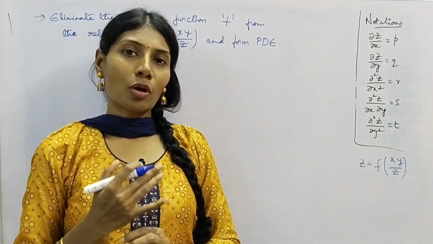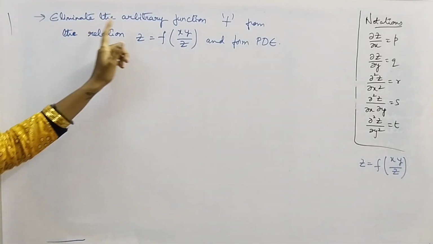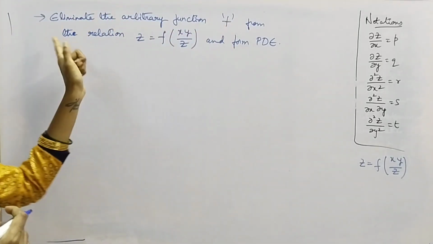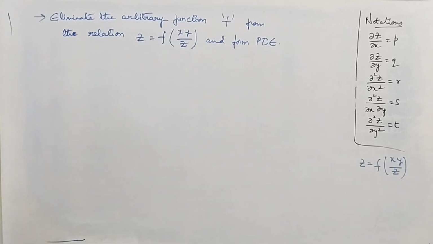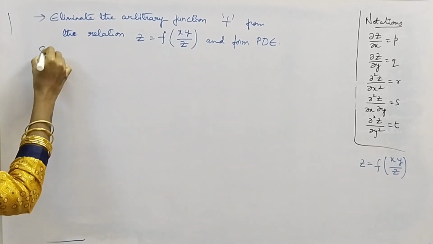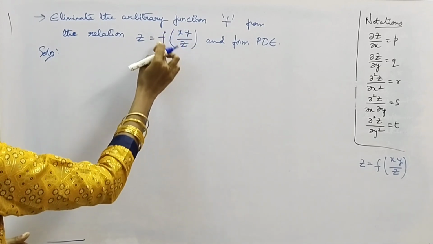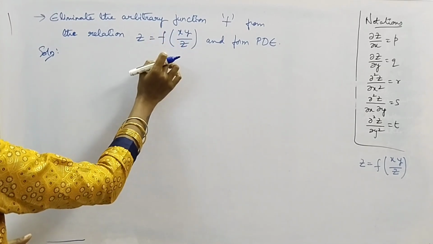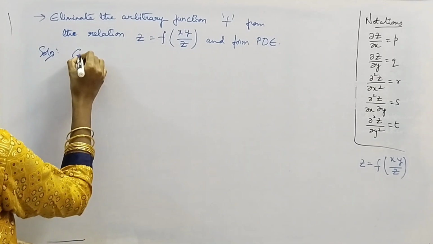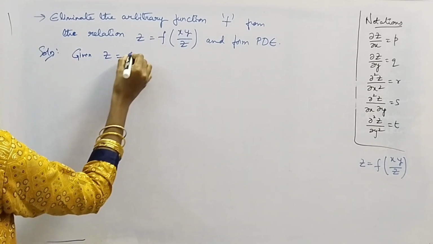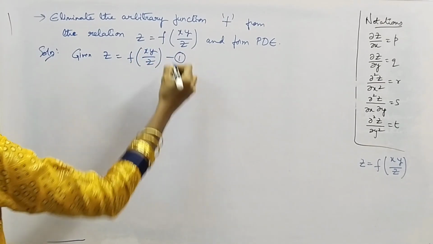In this video, we're going to see a problem from partial differential equations. So let's get going. Problem: eliminate the arbitrary function f from the relation z equal to f of xy by z and form the partial differential equation. So we are asked to eliminate f from this equation and to form a partial differential equation. The given relation says z equal to f of xy by z, considered as equation number 1.